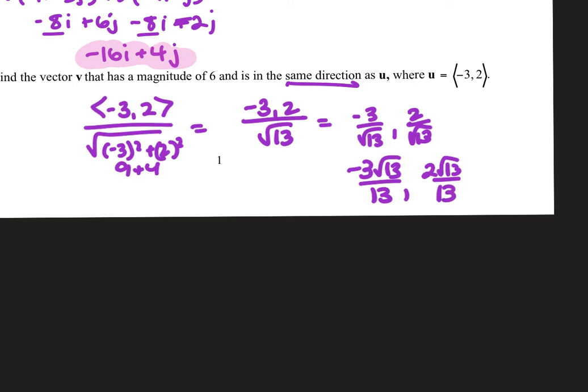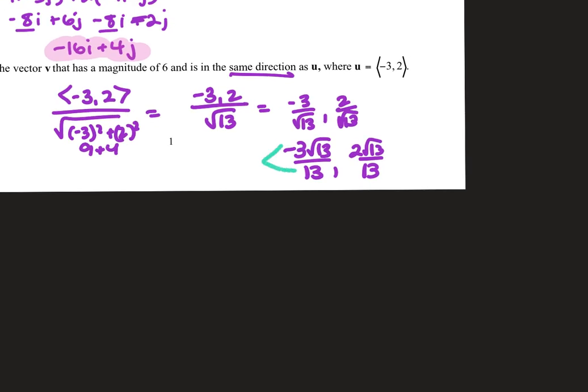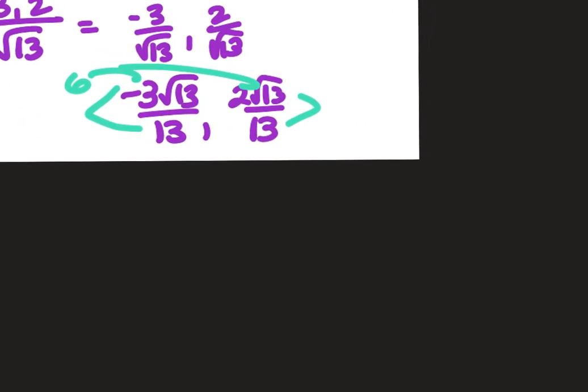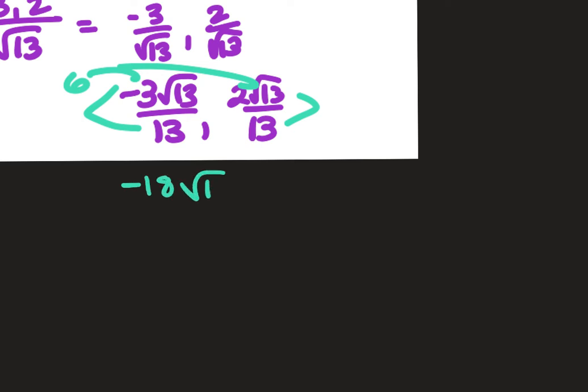Now, if it said unit vector, that would be my answer, but because it gives me a different magnitude, the last thing I'm going to do is distribute that 6 in on those. So I end up with -18 square root 13 over 13, and then 12 square root 13 over 13.